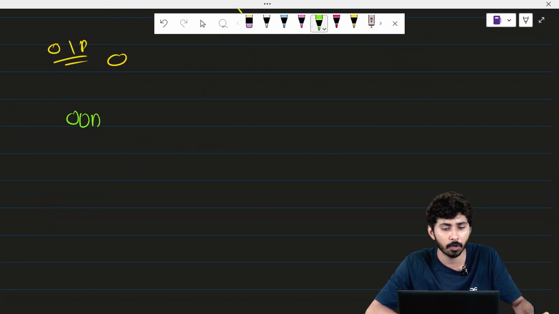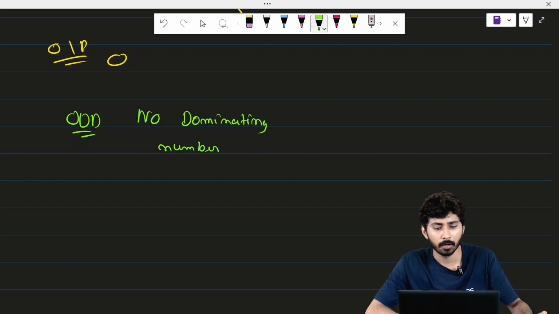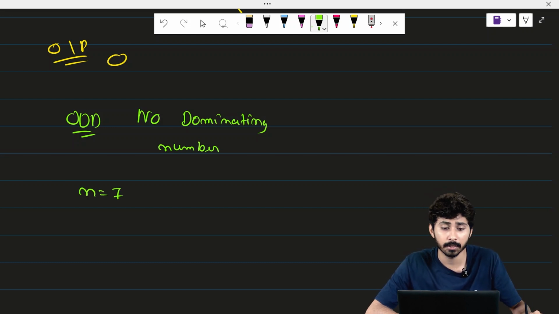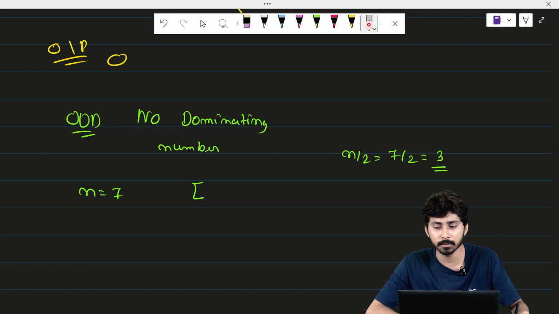When the size of the array is odd and you don't have any dominating number. Sorry for the bad handwriting, I can explain it, but I know you guys are here for the post contest analysis and I don't want to make this video too lengthy. So no dominating number over here, size is odd. Let's take n equals 7, a bigger example. No dominating number means n by 2, that means 7 by 2 is equivalent to 3. So there should not be any number whose frequency is 3 or greater than 3, because this is type 2 test cases.